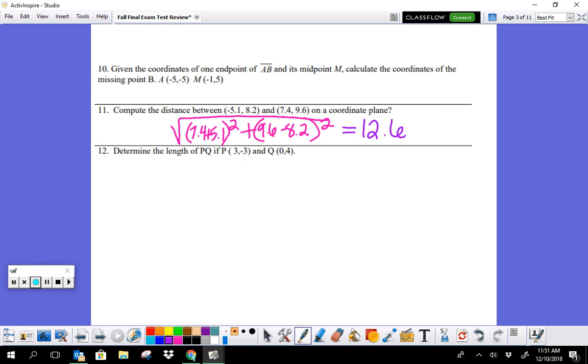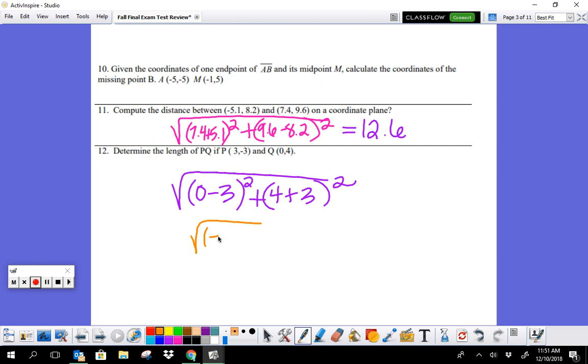Okay, like on this next one. To determine the length of PQ, if P is that and Q is that. All right, so here we go. We're going to plug this into the distance formula. So I'm going to do 0 minus 3 squared. If you're not sure where I'm getting these numbers, just pause it and figure it out. So 4 minus a negative 3, that's going to change to plus 3, squared. Okay, I'm going to simplify this. So that's going to be negative 3 squared plus 7 squared.